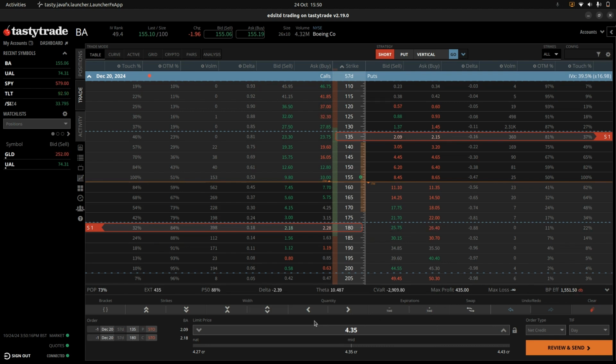So this is a super high return on capital trade, very, very high return on capital trade, especially for a naked position. And if price stays within this range here by expiration, then we keep 100% of the premium. Now, in terms of probability of profit, we've got a 73% chance of making at least a penny on this position.